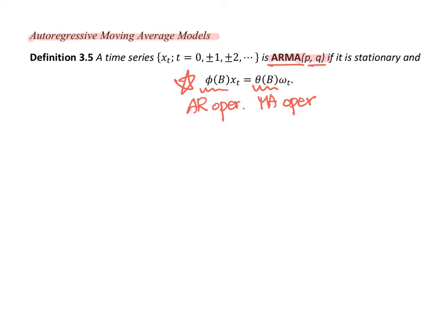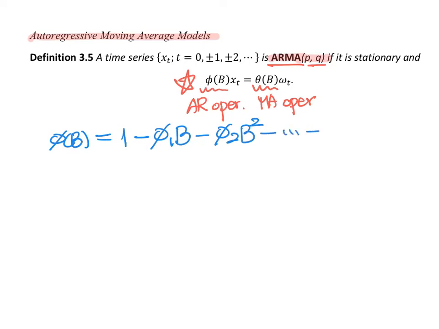Let me rewrite what the AR operator was. It's phi of B, which was 1 minus phi 1 B minus phi 2 B squared, up to the AR parameter of order p, phi p B to the p. The last one, phi p, is absolutely not equal to 0, so it guarantees the p terms in the AR operator.